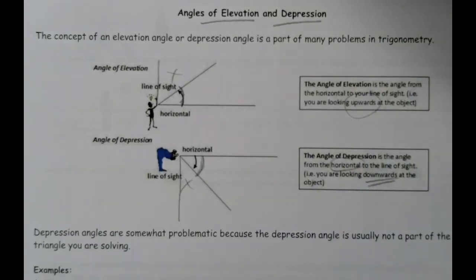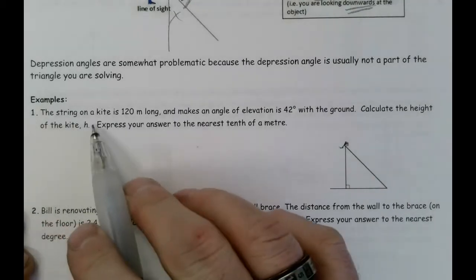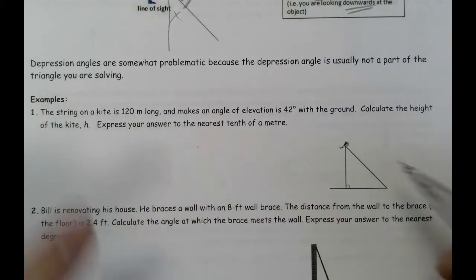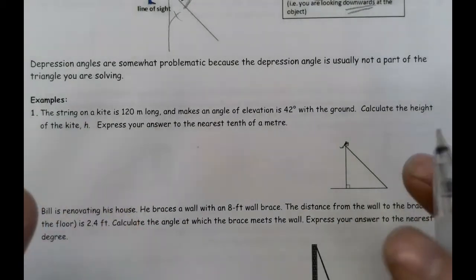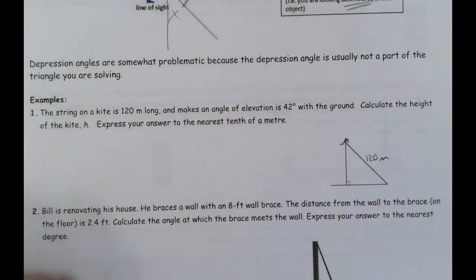Okay, well, let's jump in. Let's start doing some problems. All right, so our first example says the string on a kite is 120 meters long. So here's our diagram here. And it's always a good idea to have a diagram. It's so important. So here's 120 meters.